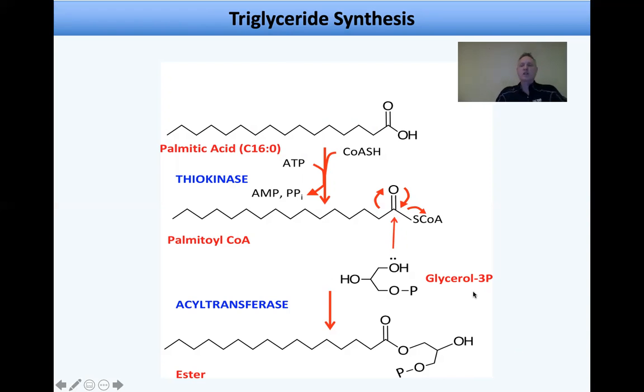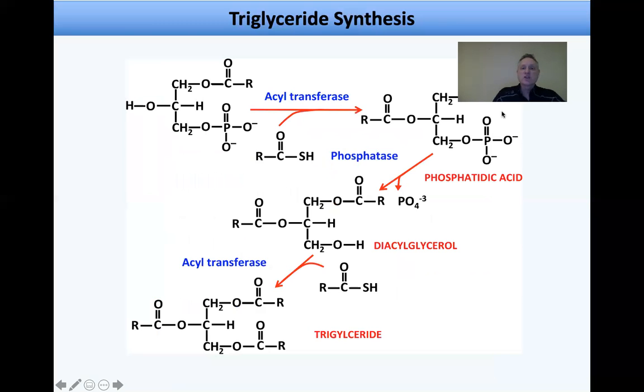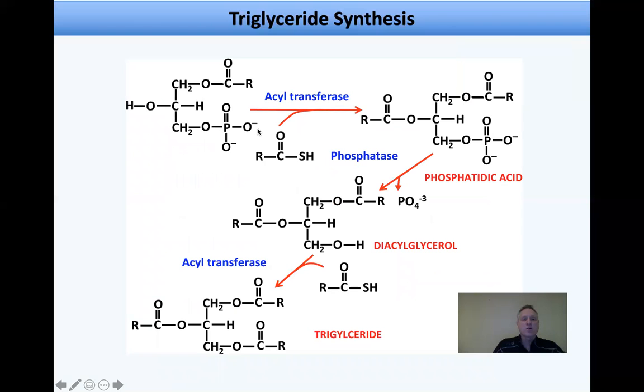Where does glycerol 3-phosphate come from? It comes from reduction of glyceraldehyde 3-phosphate in the glycolytic pathway. And so this alcohol is a nucleophile. So an alcohol attacks a thioester, and what you do is you esterify it, and you've actually added one of the fatty acid chains onto glycerol, but we know there's two other ones that we can add onto it to make the triglyceride, and the synthesis of the triglyceride occurs as follows.